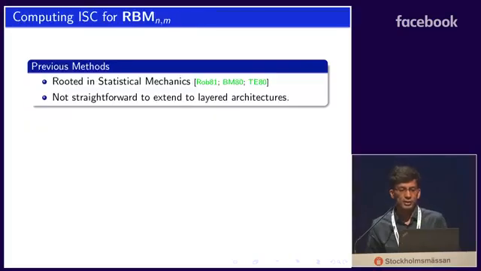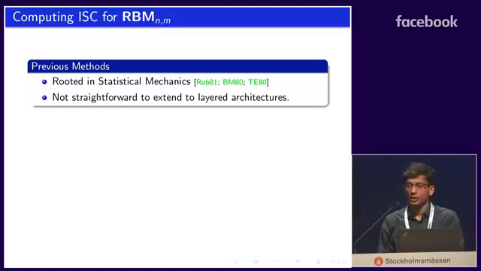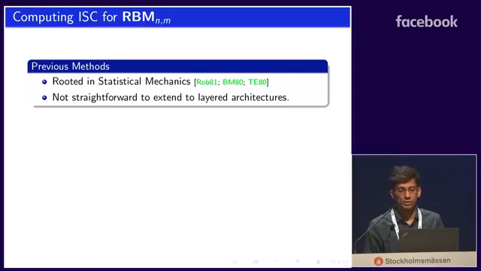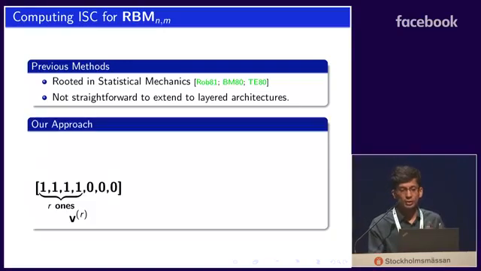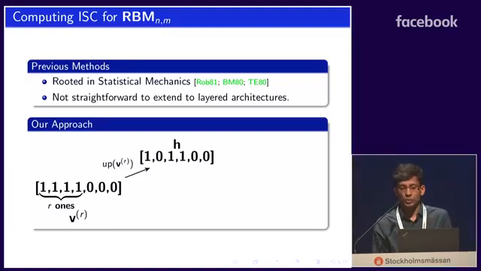So having defined this capacity, how do we compute it? Previous methods are rooted in statistical mechanics. They adopted sophisticated approximation techniques like the replica method under large N assumptions, and it's not straightforward to extend these to layered architectures. In contrast, we follow a completely different approach. For a given visible vector V with R 1s, we compute the most likely hidden units vector, h of V.